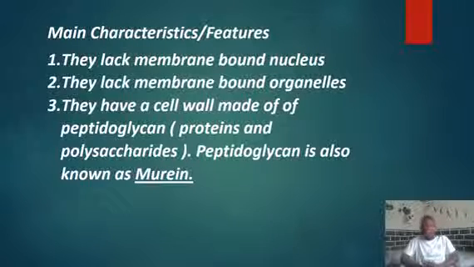Number 3 is that they have a cell wall that is made up of peptidoglycan. When I say peptidoglycan, it is a combination of proteins and polysaccharide. So from the word peptidoglycan, proteins combined with what? Polysaccharide. Now, one must note that peptidoglycan can also be known as murein. So one must note that as well.